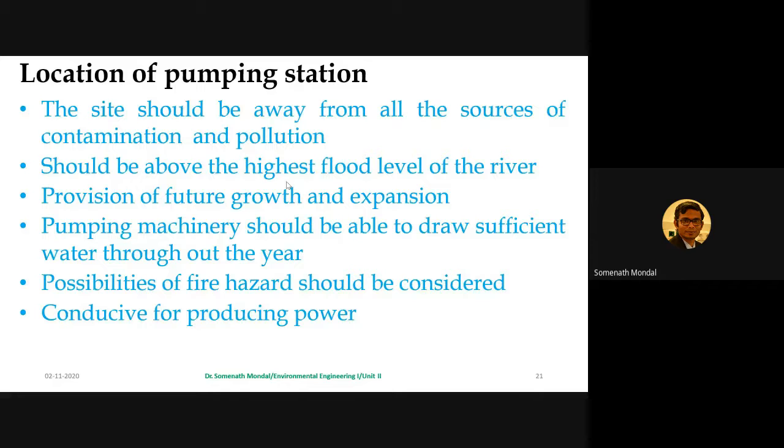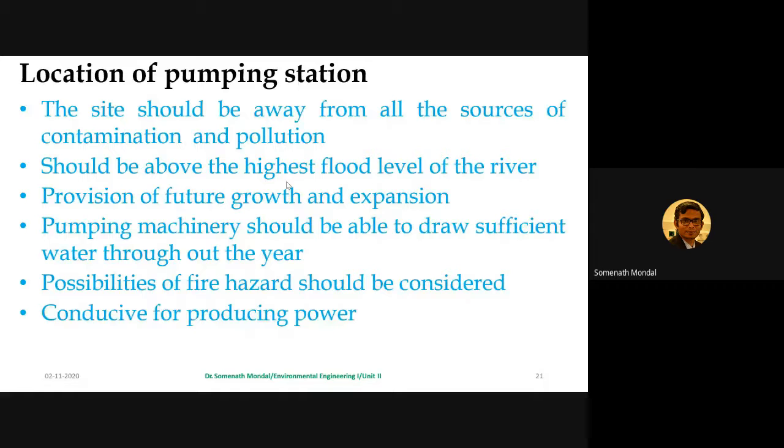So the various points which we should keep in our mind while selecting a suitable site are given below, and are being discussed in this particular slide. So I'll take one by one, and I'll explain it to you if it is required. So the site should be away from all sorts of contamination or pollution.